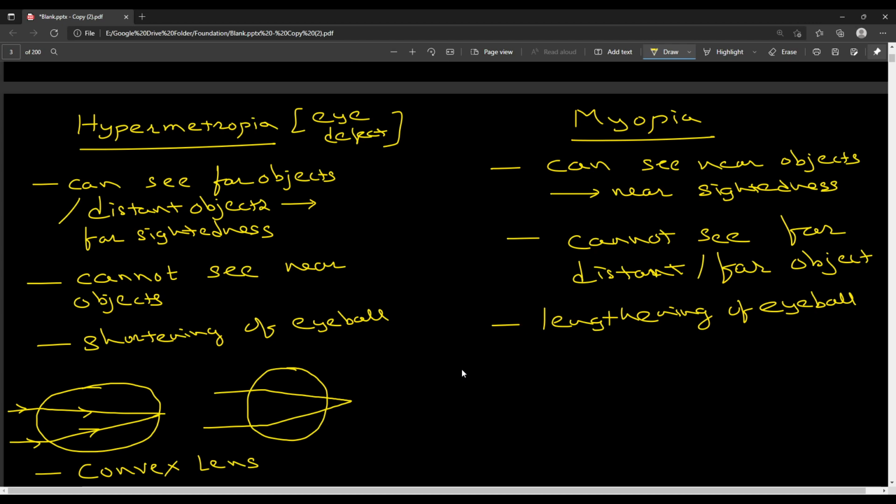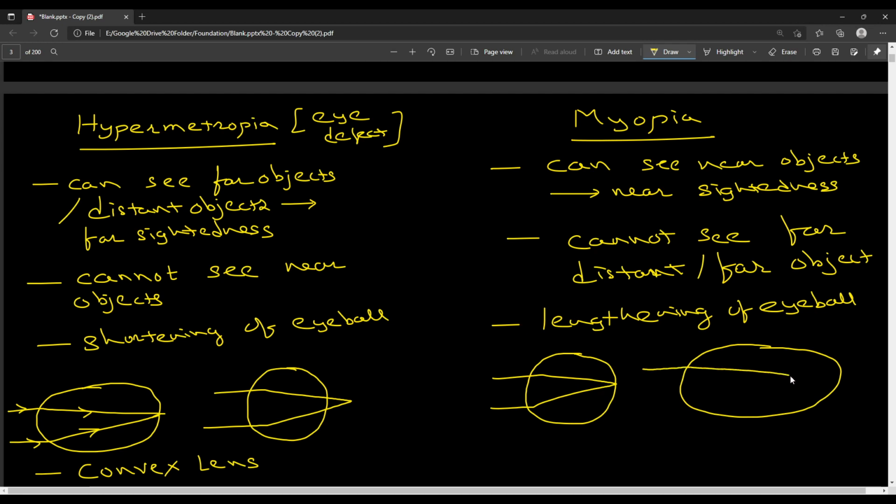So where is the image created? The image is created in front of the retina. Suppose this is your normal eye, the image is getting created here. Now in myopia, what is going to happen? Let me change that eyeball image so that you can understand it better. The length is going to increase, and now the image will be created in front of the retina. That's the issue. This happened due to lengthening of the eyeball, so your size increased.